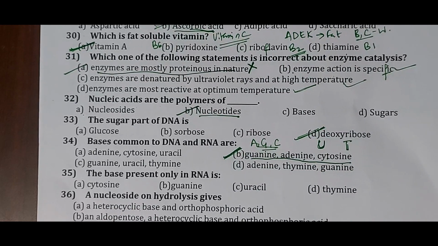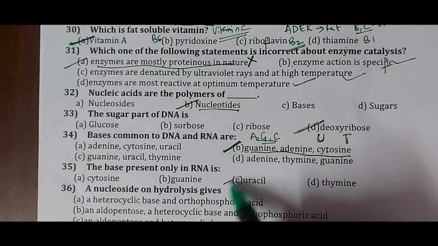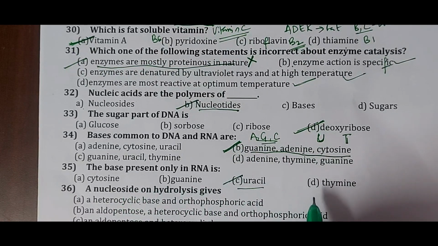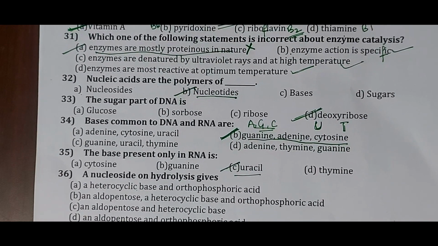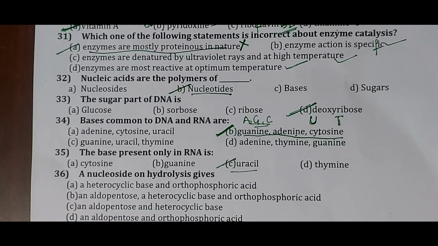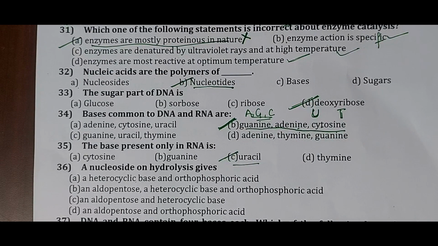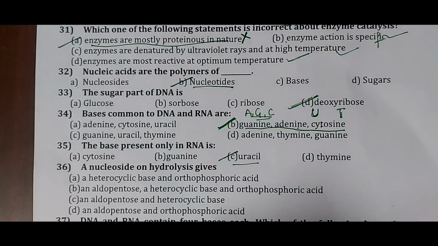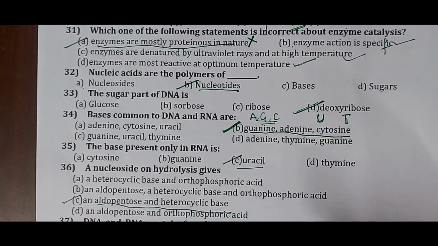Next, question number 35. The base present only in RNA. So in RNA, the only base that is present is uracil. Remaining are not present in RNA. Next, question number 36. A nucleoside on hydrolysis gives. So nucleoside is made up of aldopentose sugar and a heterocyclic base. So when it undergoes hydrolysis, it gives aldopentose and a heterocyclic base. So the correct answer here is option C, aldopentose and heterocyclic base.